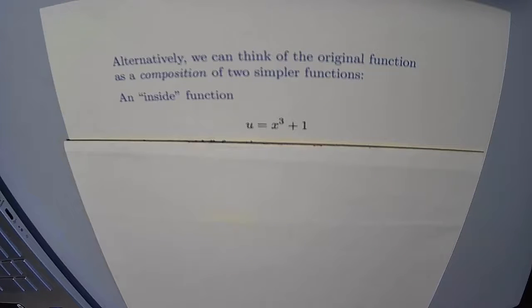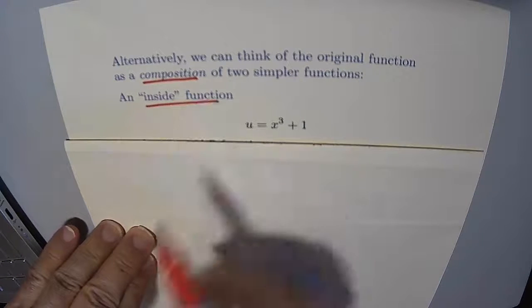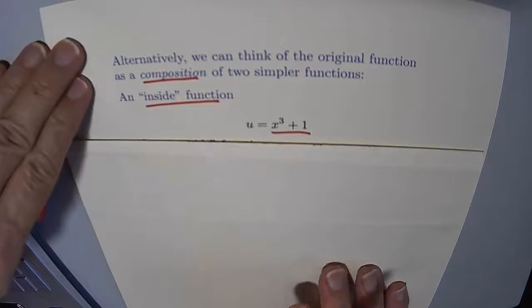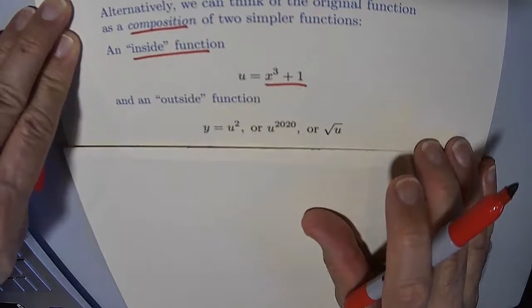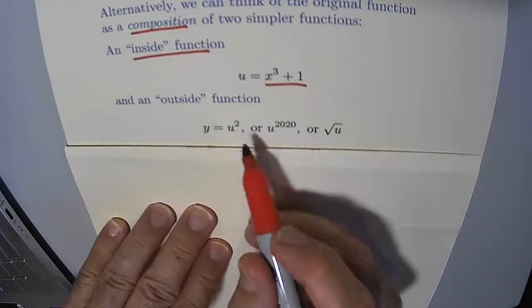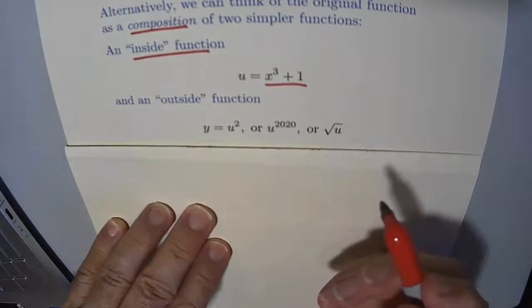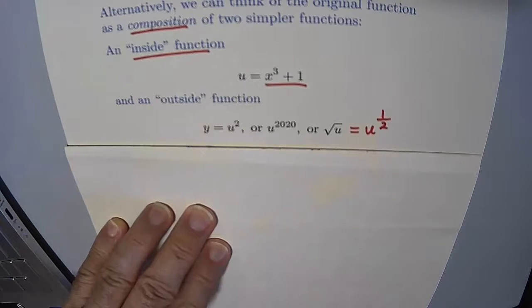So we start by thinking of those powers as a composition of simpler functions. There is an inside function which is x cubed plus 1. Let's call that u for short. And there is an outside function which is a power of u. In the problem that we worked out, it was u squared, but it could just as easily have been u to the 2020 or a square root of u, which is the same thing as u to the power 1/2.